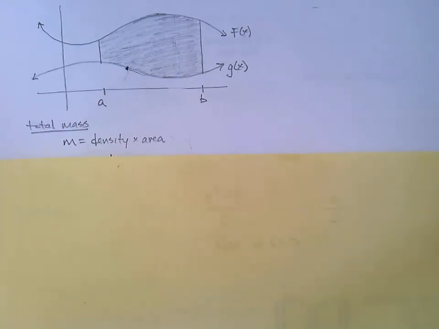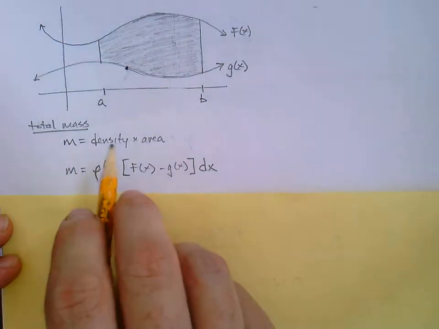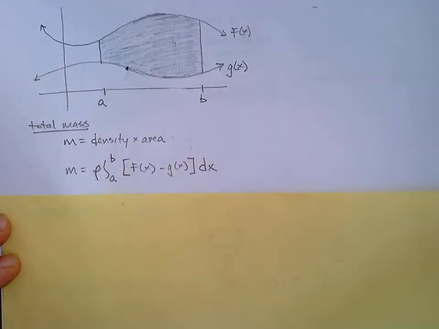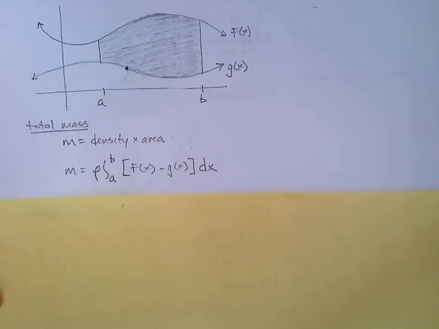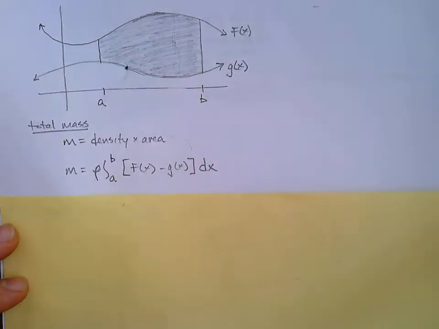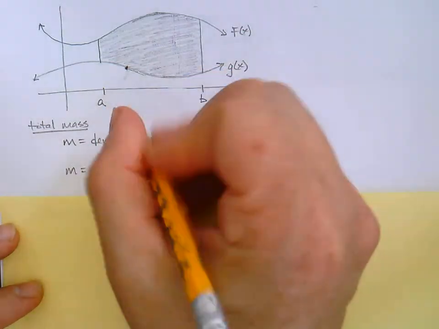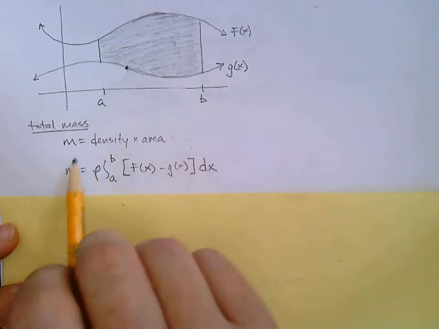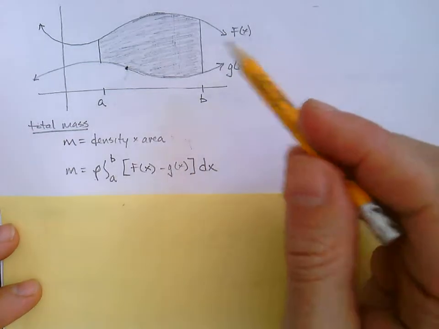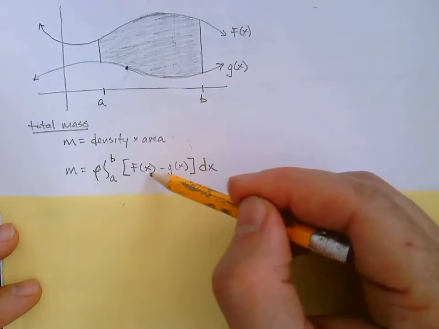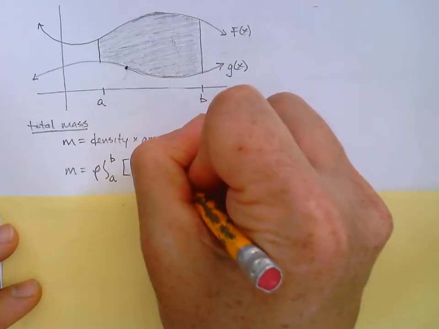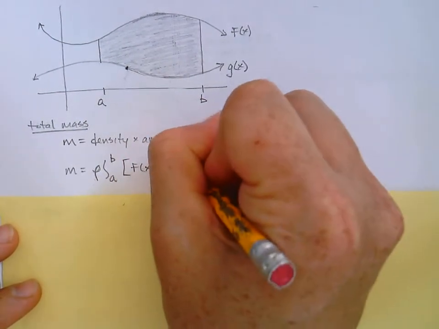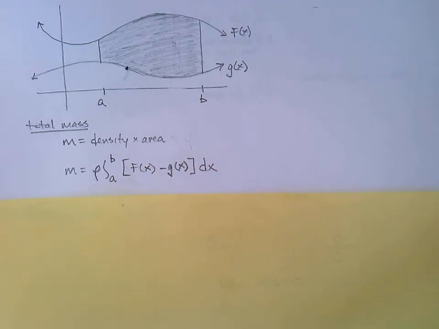So total mass is the density times the area. And we can get that with an integral. Density we represent by rho. And the area of our planar lamina, well, we know from Calc 1 that we'll take the integral from a to b. And inside there, we'll take the top function minus the bottom function, f of x minus g of x. That integral would give us the area of our plate, of our planar lamina. So there you are.